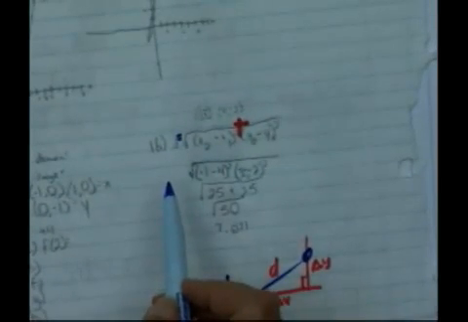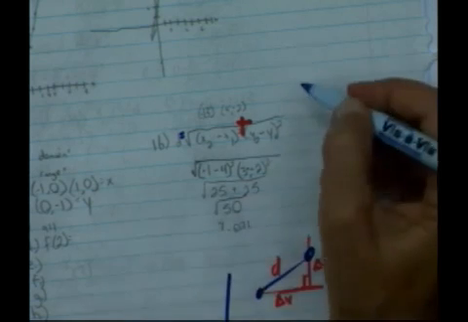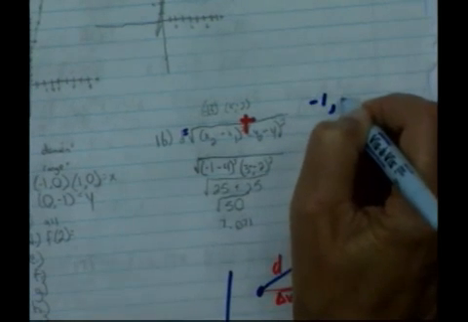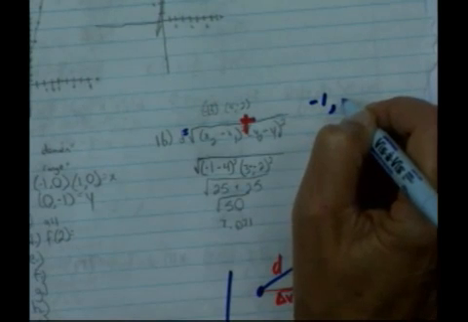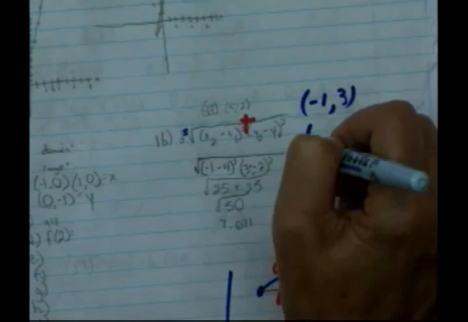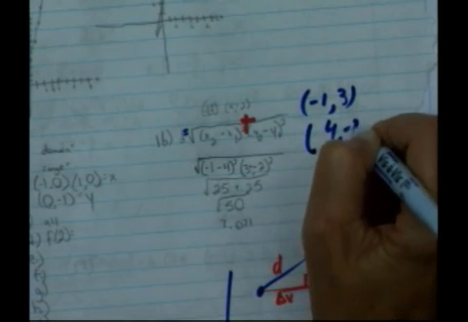All right, so for number 16, your 2 points were negative 1, 3, and 4, negative 2. Let me write those down.